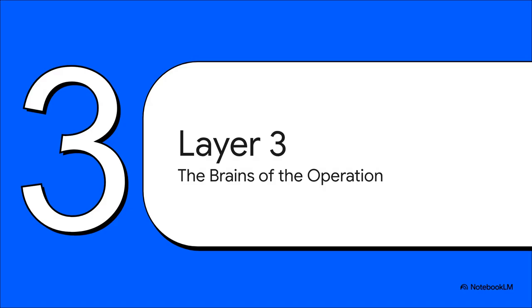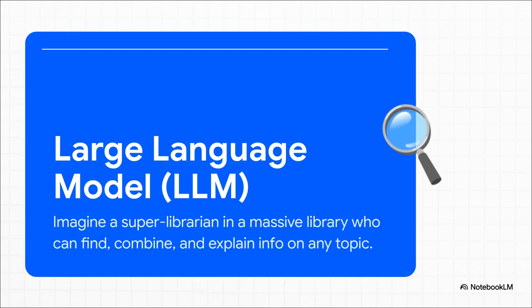But wait a second, what's actually powering all these cool developer tools? What is the real intelligence here that's understanding what you want? That brings us to the next layer down, the brains of the whole operation. The core tech here is something called a large language model, or an LLM for short. And honestly, the best way to think about it is with this analogy. Imagine a super librarian in this unbelievably massive library. This person has read every single book, every article, everything. So when you ask them a question, they don't just point you to one book.